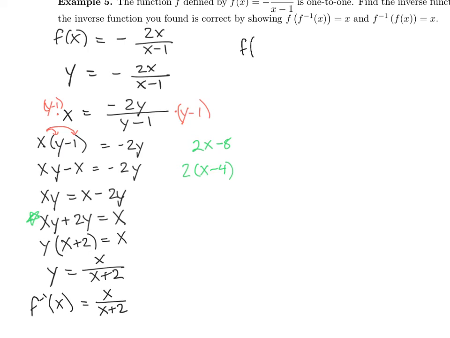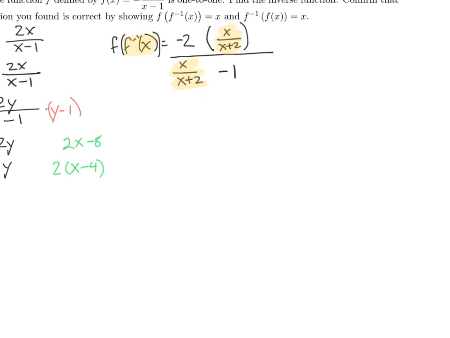So f of f inverse of x, and I'll move this all the way over in just a moment, is going to be negative 2, and then instead of x, it's going to be x over x plus 2, divided by, instead of x, it'll be x over x plus 2 minus 1. So, I'm missing a parenthesis here. I can see that we have our f inverse of x, and I've put that in for wherever we see an x. So let's simplify this, shall we? Look at all of those beautiful fractions.